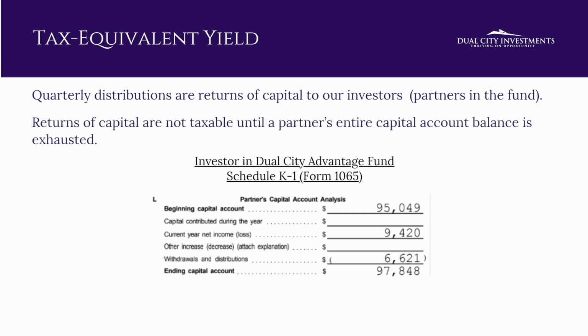Before I dive into this example I have on the next page, I want to show you just a small clip from one of our investors in the Dual City Advantage Fund from their K-1 last year in 2023. Here you'll see the beginning capital account, the net income from the fund, their percentage ownership of the fund, distributions received, and then the ending capital account. Because the fund's dynamic is to replenish the capital account through net income and then reduce it through quarterly distributions, we believe this sets up visibility to quarterly distributions continuing to be returns of capital.